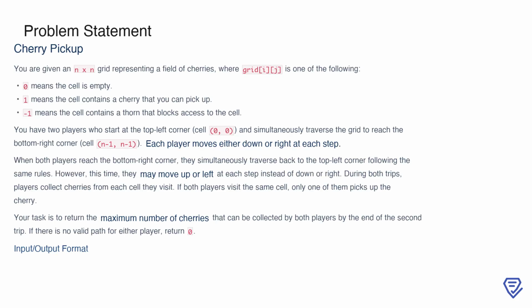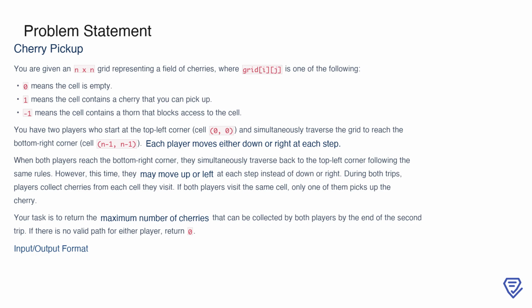Let's get started. In this problem, we are dealing with a grid-based field where each cell is either empty, contains a cherry, or is blocked by a thorn. A cherry is represented by the value 1, an empty cell by 0, and a thorn by -1.